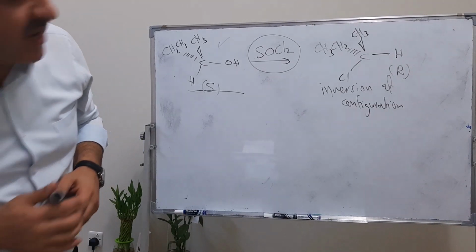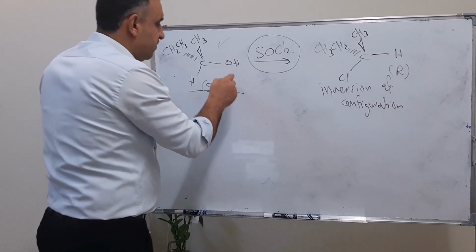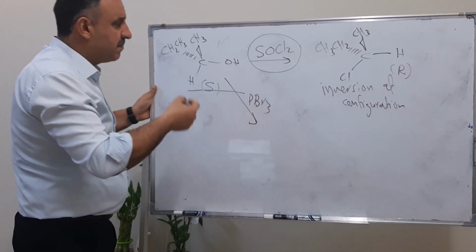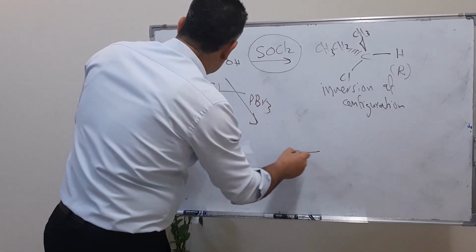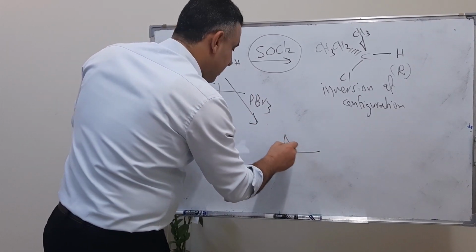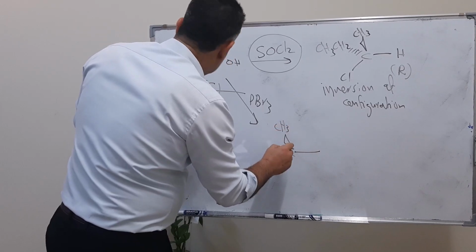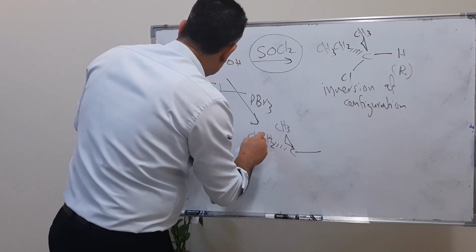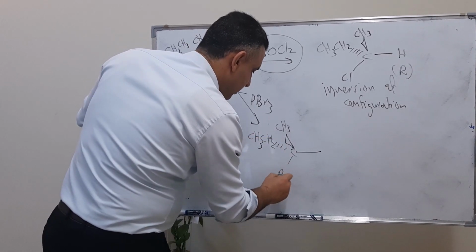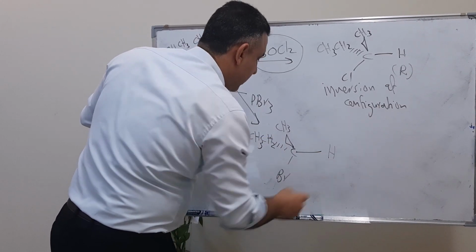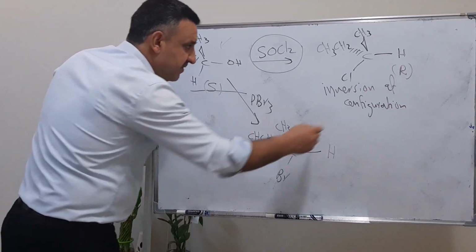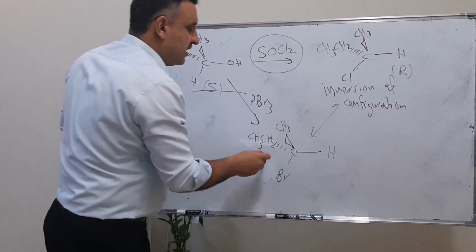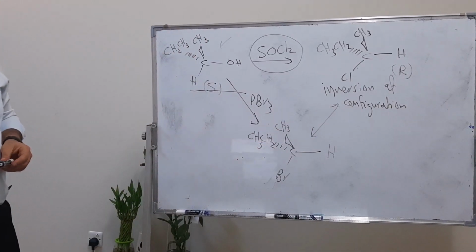The same thing applies when we allow it to react with PBr3. The difference is that we will get a Br, but again the carbon is the same, and the only difference is that the Br here will be on this side, and this here will be the hydrogen. So again there will be inversion of configuration for both reactions. This reaction or that reaction, we will have inversion of configuration.